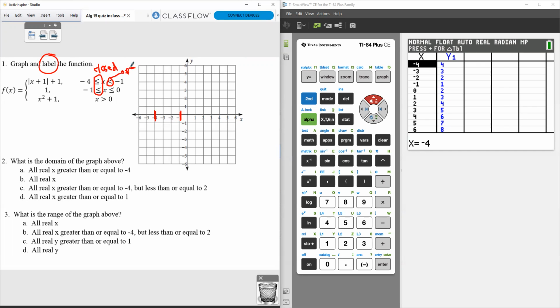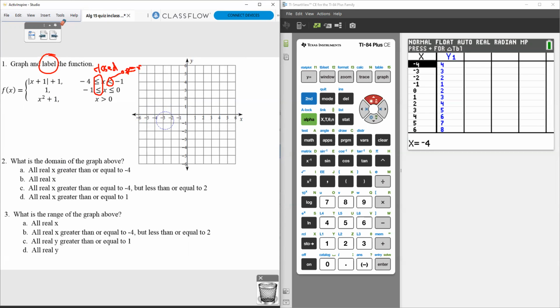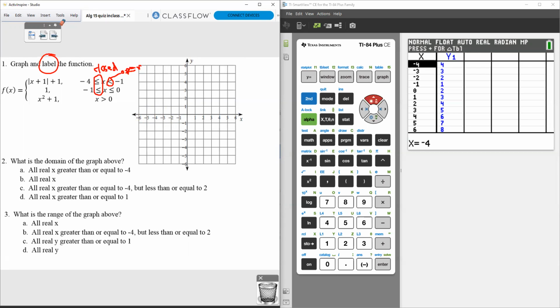Remember, sometimes the graphs will connect and sometimes they won't. It all depends on the individual graph. Sometimes you will have arrows on the end, sometimes you won't. So at -4, it says or equal to, so we're going to put a closed dot at -4. Let me just erase some stuff on this graph, make it a little bit nicer. But we're only doing it in between -4 and -1.